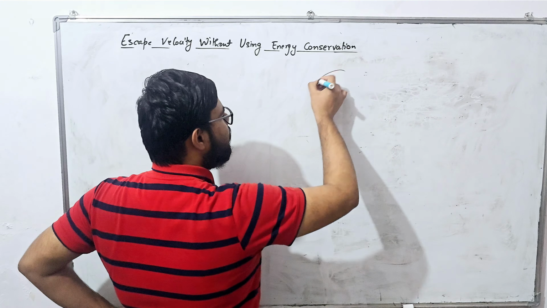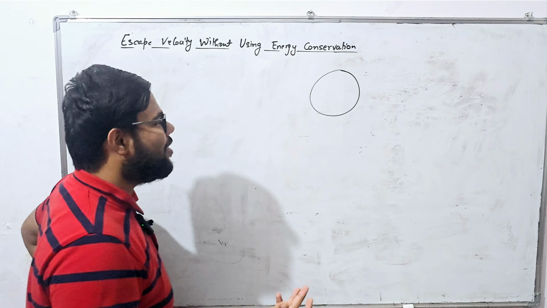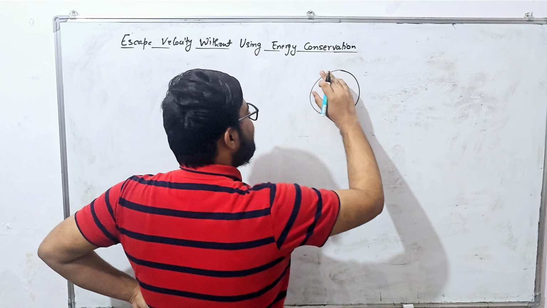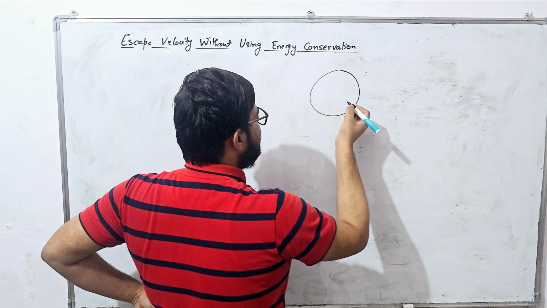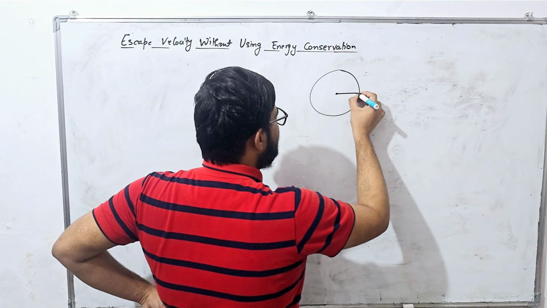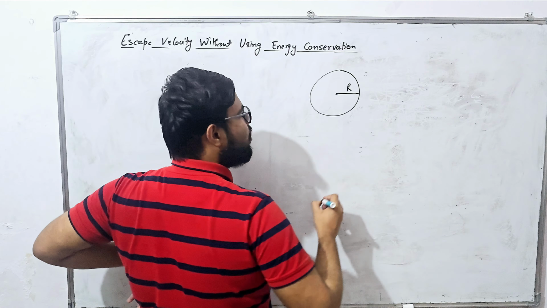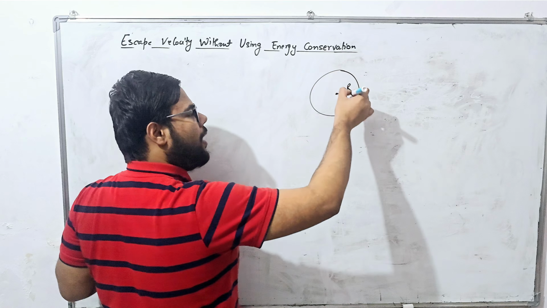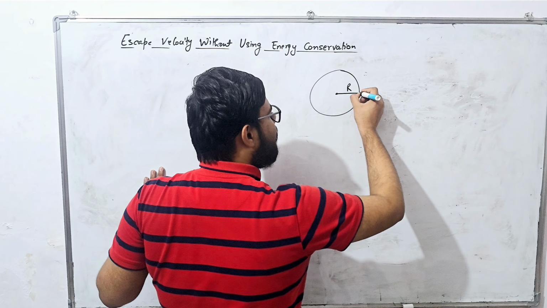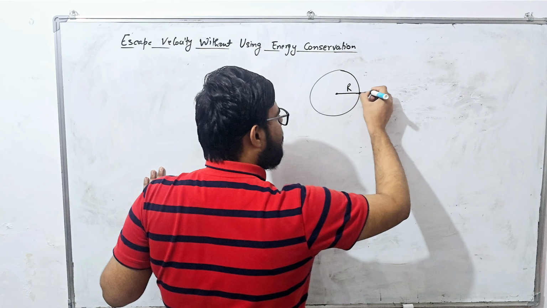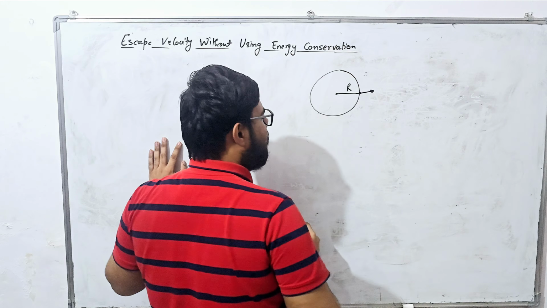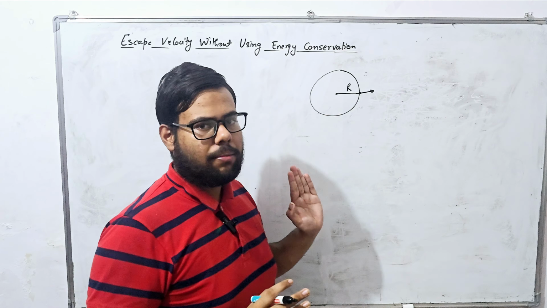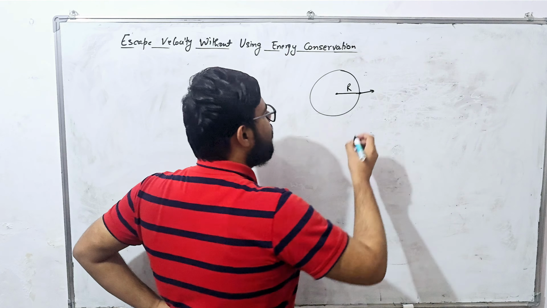Not my method, it is actually using equations of motion. We will see that, okay? So this is the planet, suppose, and suppose it has a radius r. Let's assume it. And suppose the particle is at the surface of this planet, and we are giving it a velocity like this anywhere. Of course, escape velocity is independent of the angle at which it is thrown.